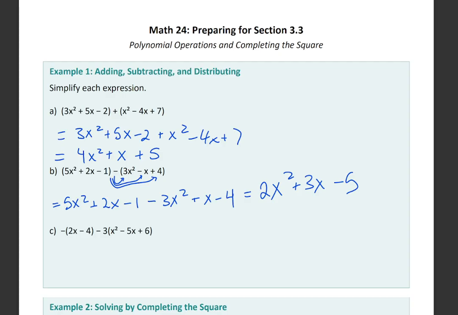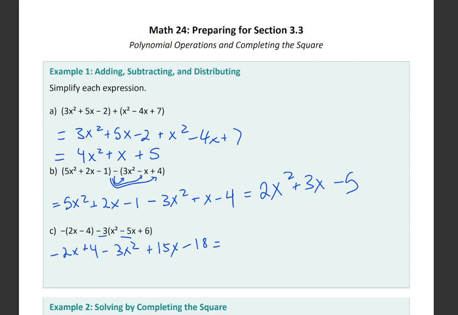Now on to the next one. I have a minus in front of my first set of parentheses, in front of the 2x minus 4. And then I have a minus 3 in front of the second set of parentheses. So I actually need to do a bit of distribution before I can break up either of these parentheses. I need to distribute my first negative to get minus 2x plus 4. And then I need to distribute the minus 3. So minus 3x squared plus 15x, because the minus 3 and the minus 5 make a plus 15, and I have 1x. And then minus 3 times 6 is minus 18.